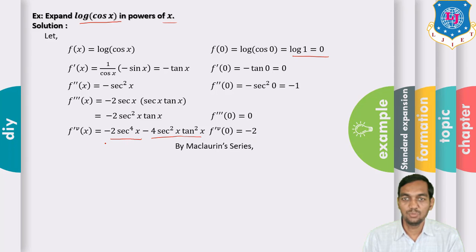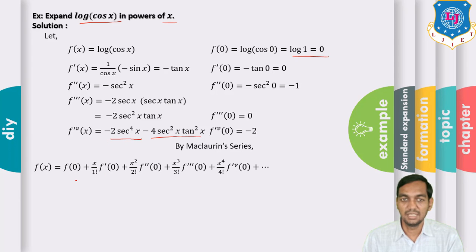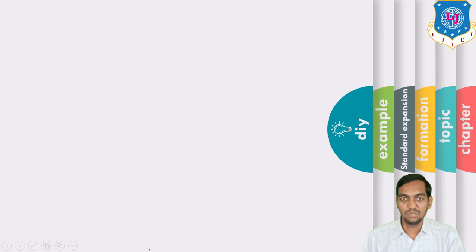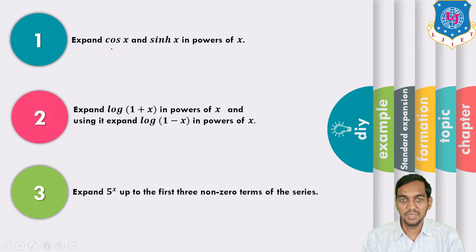Okay? So if you put these values in the Maclaurin series, then you will have f(x) is equal to f0 plus x upon 1 factorial f dash 0 plus x square by 2 factorial f double dash 0 and so on. Here we are going to substitute the values of f0, f dash 0, f double dash 0, f triple dash 0 and so on. And that will give you f(x) is equal to minus x square by 2 minus x raised to 4 by 12 plus dot dot. Okay. So these are the topics and these are some examples which you have to try yourself.